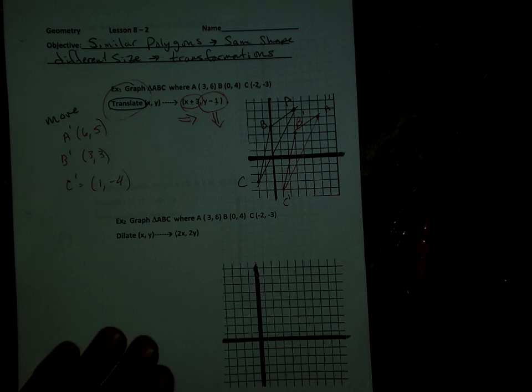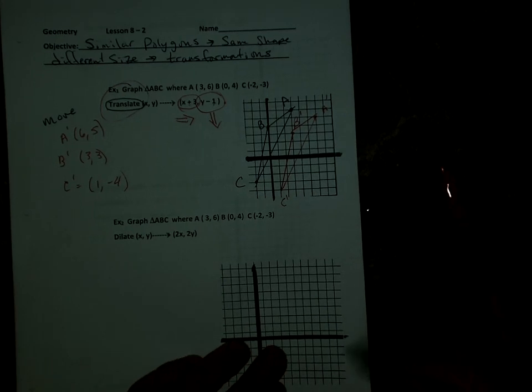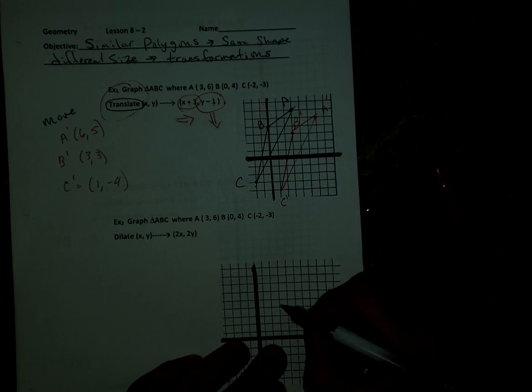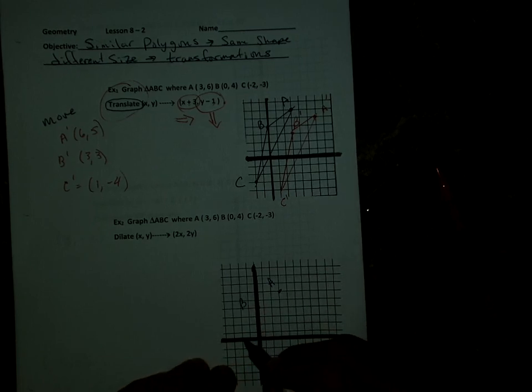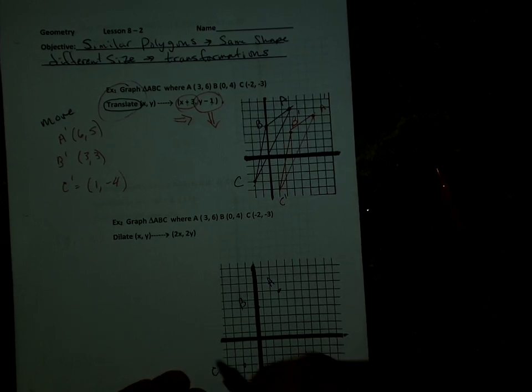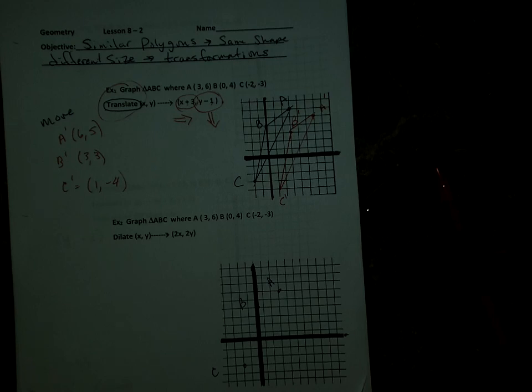Number 2. So again, triangle ABC. I'll do the same triangle ABC again. A is 3, 6. 1, 2, 3, 4, 5, 6. There's A, B is 0, 4, C is -2, -3. We draw this triangle in again.